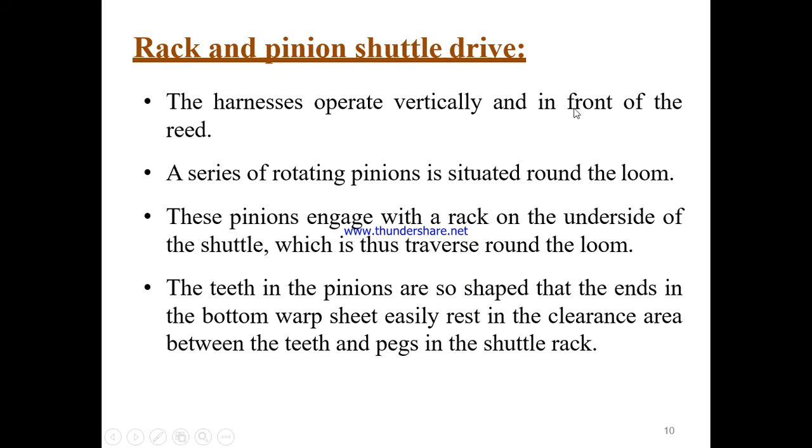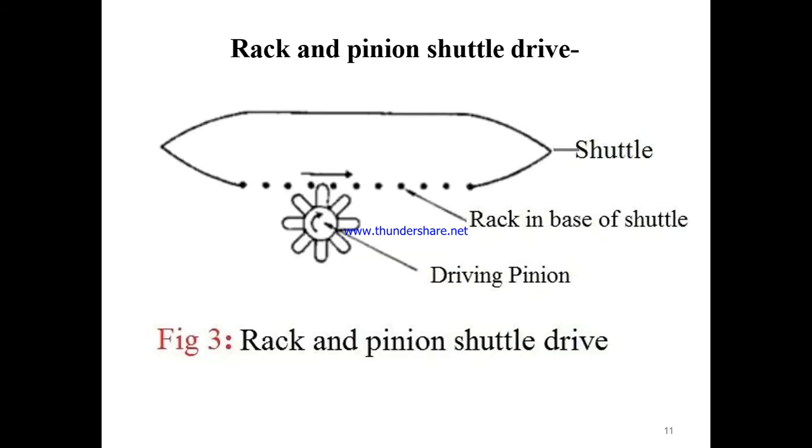The harness is operated vertically and in front of the reed. A series of rotating pinions is situated around the loom. These pinions engage with the rack on the underside of the shuttle, which is thus traversed around the loom. The teeth of the pinion are so shaped that the ends of the bottom warp sheets easily rest in the clearance area between the teeth and the pegs in the shuttle rack.